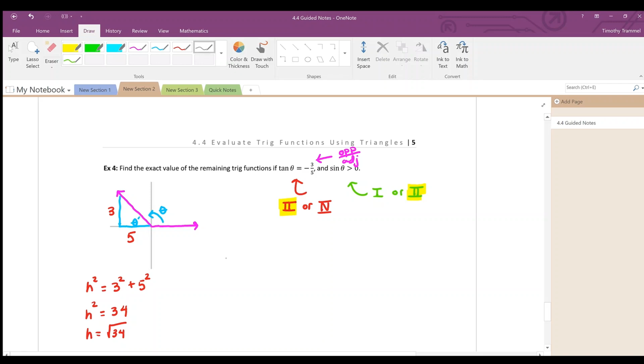Let's begin with, since we have tangent, why don't we do the easy one first? We'll do cotangent of theta. Should just be the reciprocal. So it's going to be minus 5/3. Next, let's do, how about sine of theta? So sine of theta should be opposite over hypotenuse. So that's going to be 3 over the square root of 34. Okay. And in that quadrant 2, sine is positive, so I can leave it like this, other than maybe I'll rationalize the denominator.